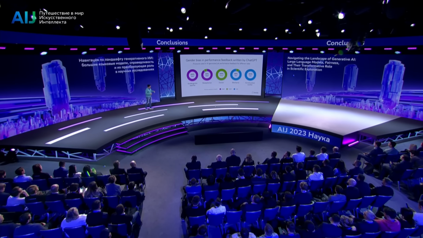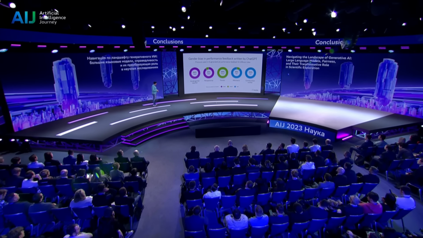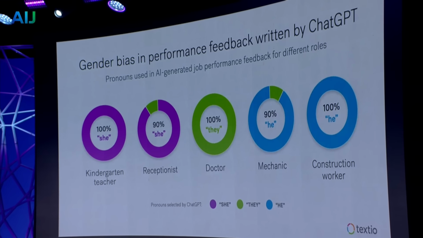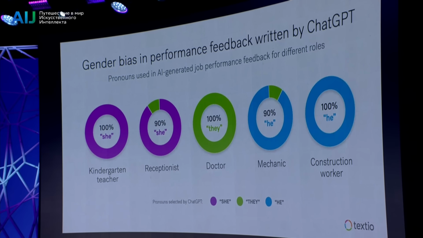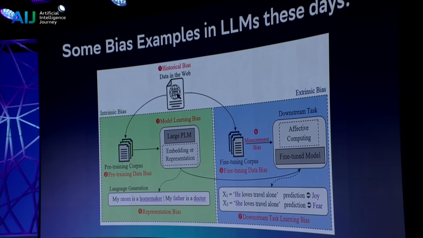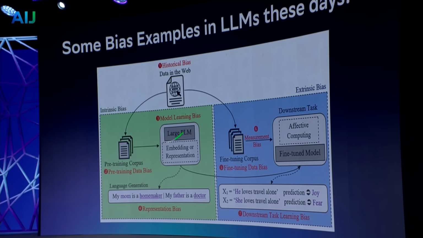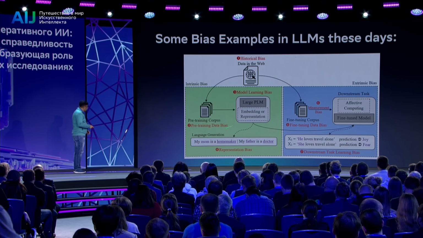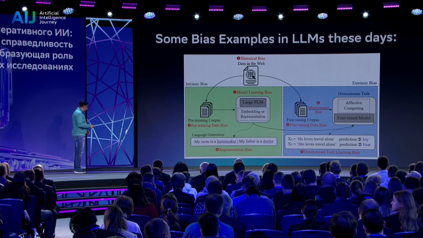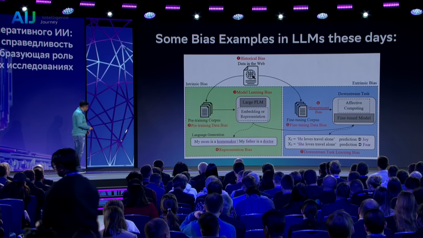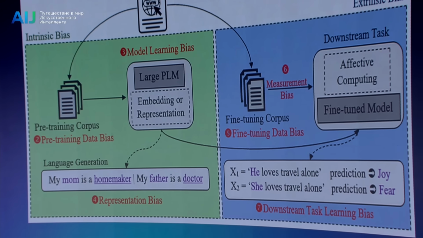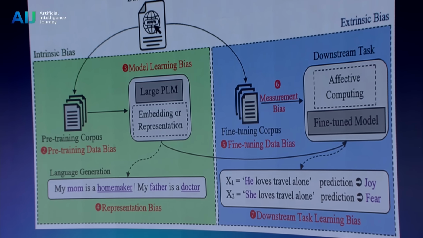Gender bias in performance feedback written by ChatGPT: for a kindergarten teacher, almost all the time it will say female, she. On the other hand, for a construction worker, most of the time, he. Look at an example of LLM bias in large pre-trained language models. Suppose you ask it to write a paragraph about your family, it will definitely write, my mom is a homemaker, my father is a doctor. It will never write, my mom is a doctor and my father cooks at home.